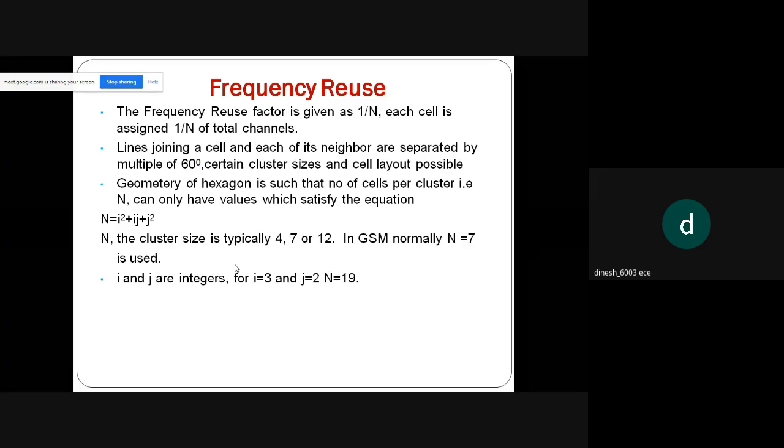So, the frequency reuse factor: the cluster size can be 4, 7 or 12. We can use these cluster sizes. Cluster size means one cluster with 4 cells, 7 cells or 12 cells. The geometry of the hexagon is such that the number of cells per cluster, that is N, can have only values which satisfy the equation N equals i squared plus ij plus j squared, where i and j are integers.